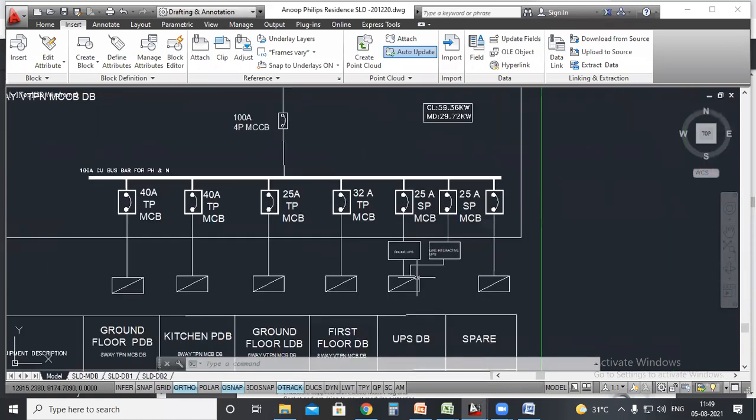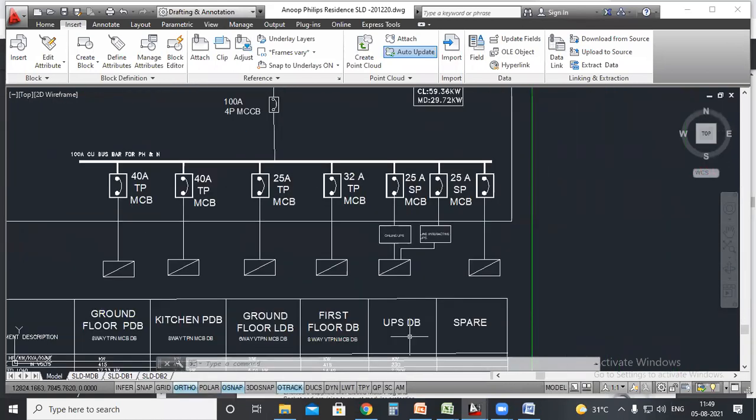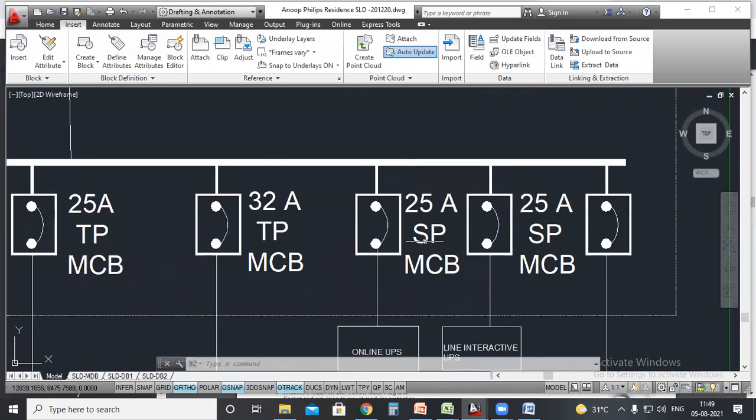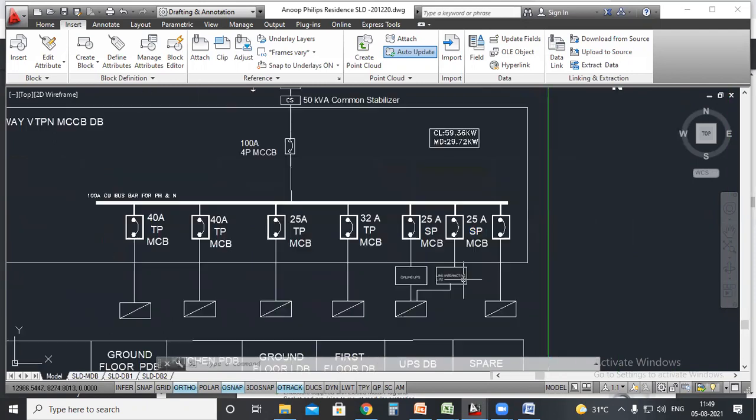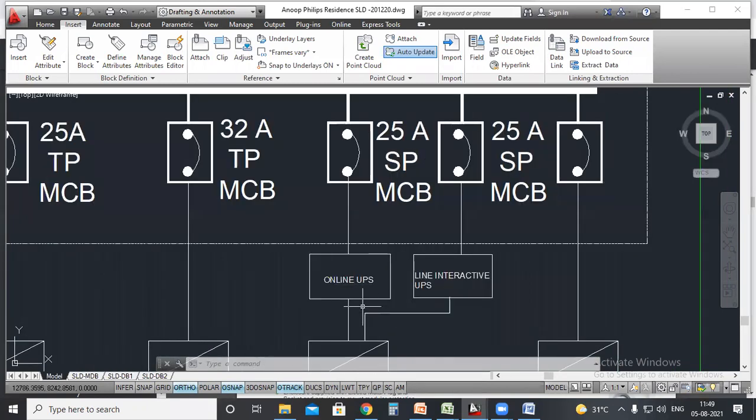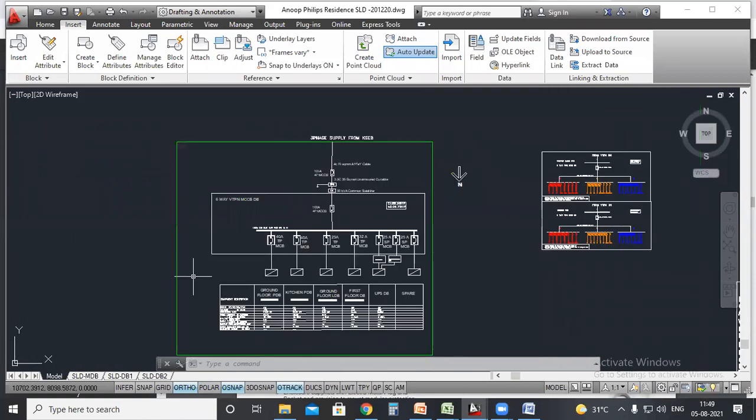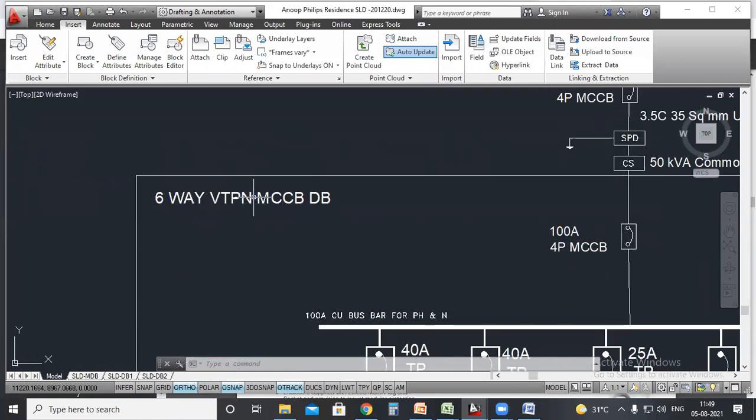So remaining, we have a separate 2 spare section. Out of that, from the 2 spare section, we have taken 2 single pole breakers. Okay, one for the line interactive UPS and another for the online UPS. So this is the main distribution board single line diagram. So the main distribution board is the VTP and DB itself.